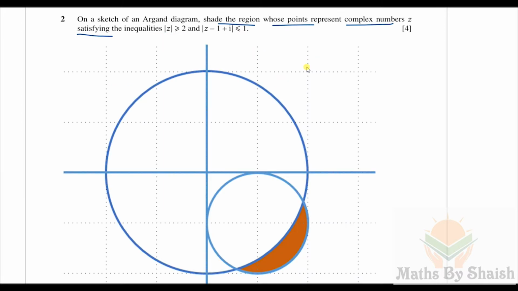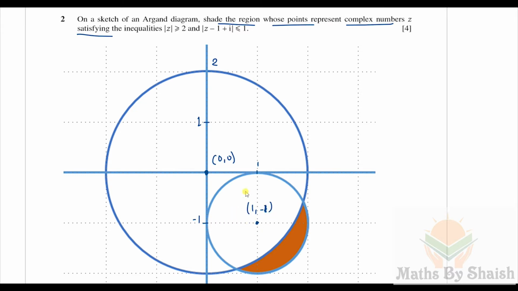So here is the diagram. We can see modulus z is greater than 2. For that the origin is the center, 0 comma 0, and the radius is 2. If this is 1, then this is 2 accordingly. The radius of the smaller circle is 1, because its center is 1 comma minus 1. This point is the complex number 1 minus i, and this radius is 1.